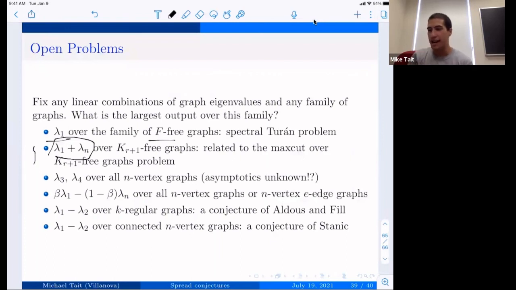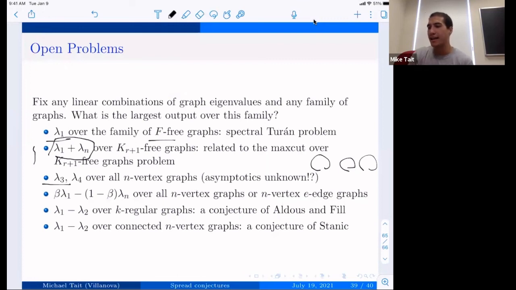This third one is very interesting: just maximize lambda3 over n-vertex graphs. It's not known what the answer is, not even the asymptotics. There's a very natural guess: you take three cliques of size n over 3, so lambda3 is roughly n over 3. It's not known if that's the best thing, even asymptotically. I'm not sure why it's so hard, but it's an interesting question.